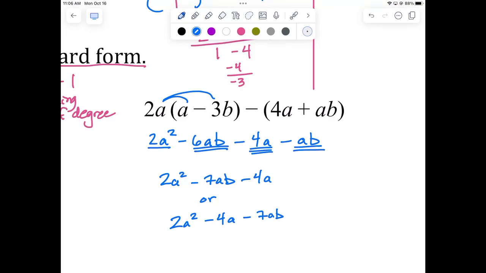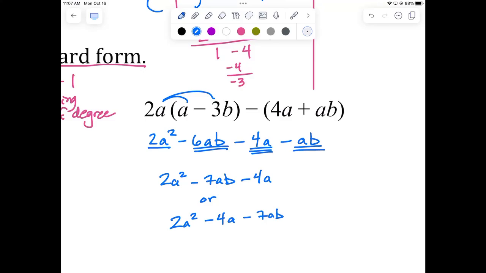What does it mean to do it in standard form if you have 2 variables? Well, you typically write the largest power, collective power of the variables. So a² could go first, and then a times b, that's not like terms, but because there's 2 variables there, it kind of carries the weight of like a². So it could go second. And then the 4a is a linear term. It's just a single variable, so it can go third. But if you wanted to do it with your a's first, 2a² minus 4a, and then the leftover guy minus 7ab, that's fine too. Okay?